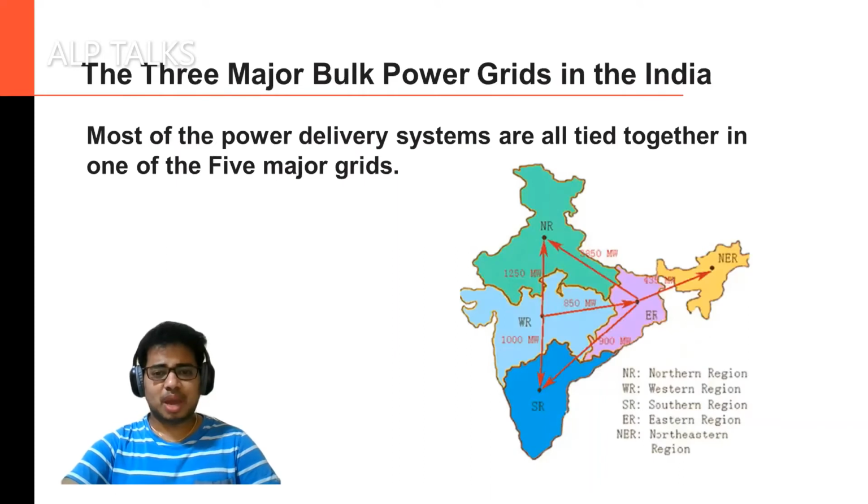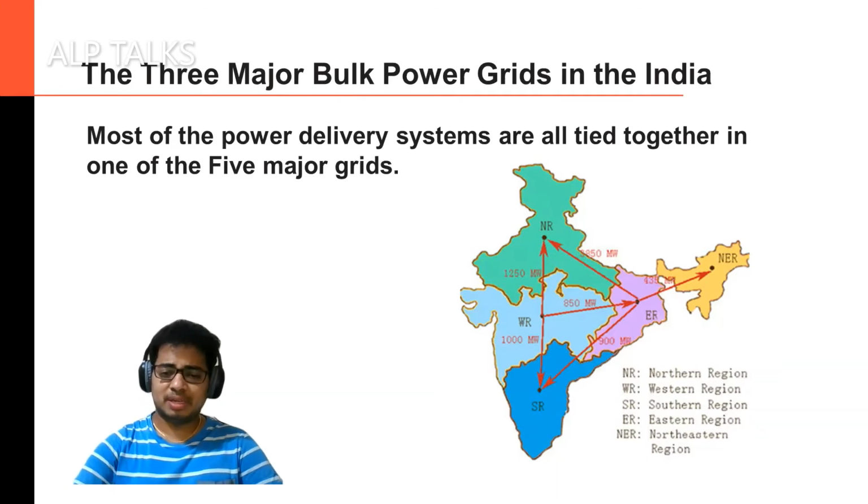So we have five major bulk power grids in India. Most of these grids are tied together. We have the northern grid, western grid, southern grid, eastern grid, and a northeastern region. So this is the majority grid we have in India. So all were tied together.